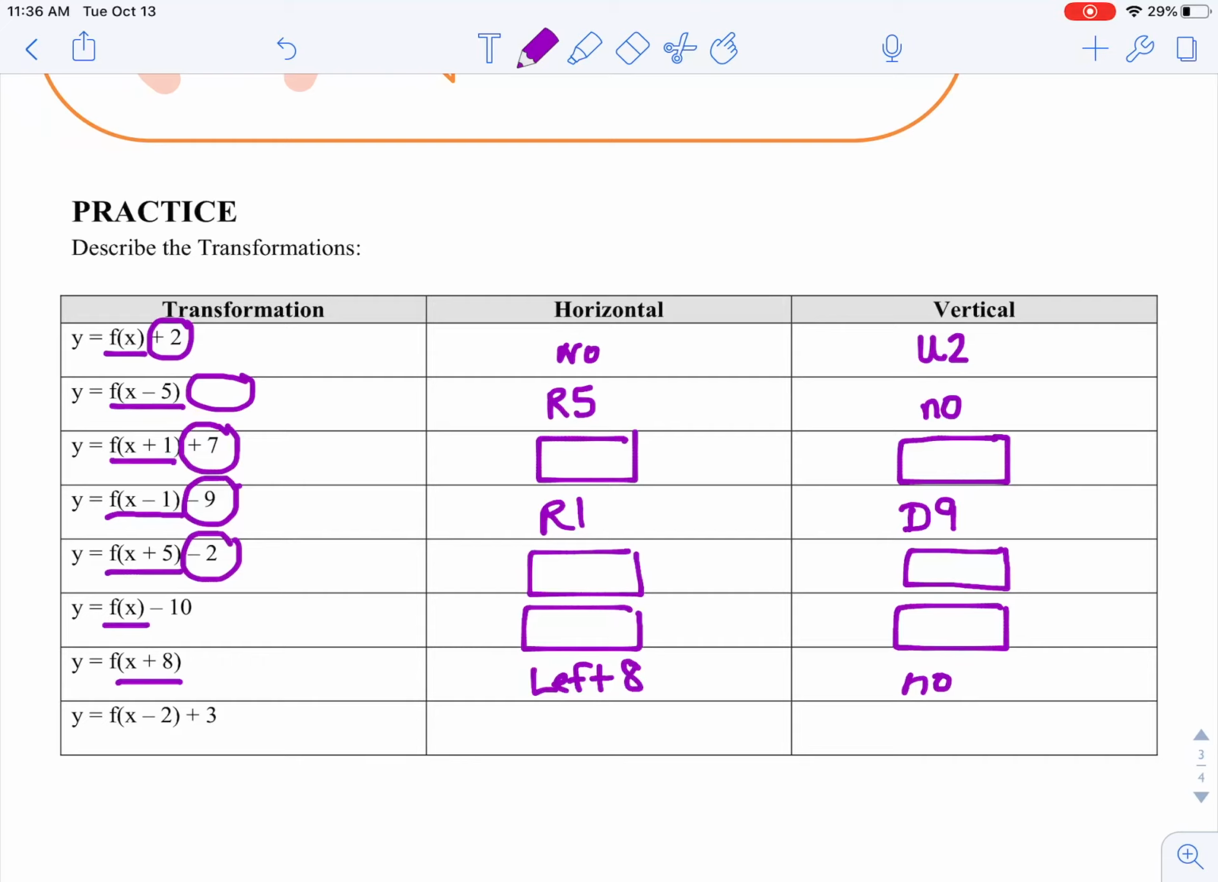And the last example, f of x minus 2, and plus 3. What is your horizontal movement? What is your vertical movement?